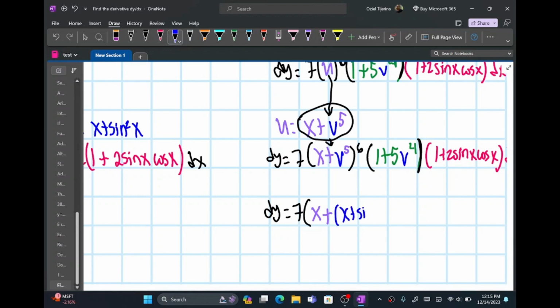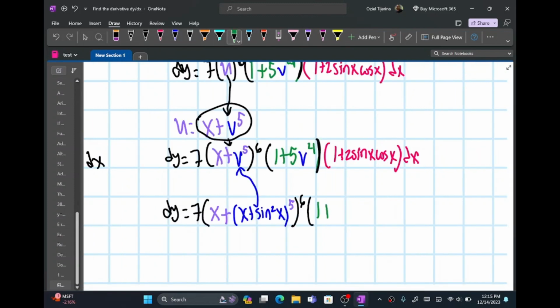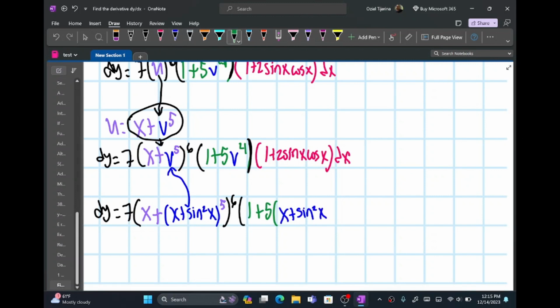And then this is to the 5th power, right? So this is to the 5th power, and then it's to the 6th power, because, like I said, this is going in for this, and then times 1 plus 5, and again we're doing that same thing, times v, which was the same thing, x plus sine squared of x. And then this is raised to the 4th. And then again, we're just going to do times the quantity 1 plus 2 sine x cosine x dx.